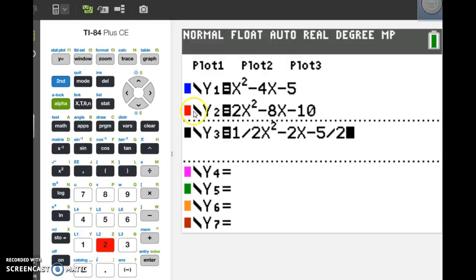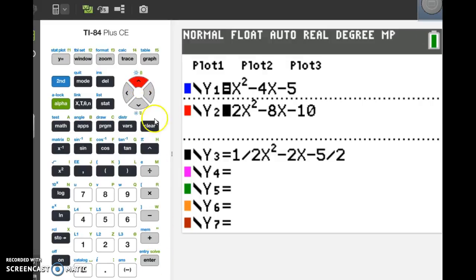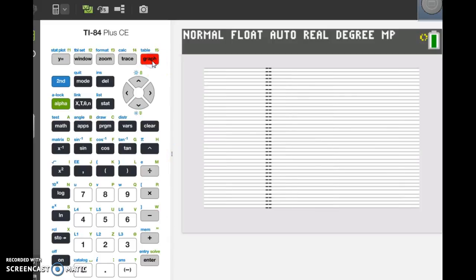Okay, so the blue one is the original function. The red one is the multiplied by 2, and the black one is the multiplied by 1/2. So what I'm going to do is shut the black and the red one off for a minute. So I'm just going to scroll back here to the equal sign and press enter, and that'll shut it off for right now. And then the same thing for this, I'm just going to shut it off. So the one that's going to go first is the blue one. So let's go ahead and graph that so we know what it looks like.